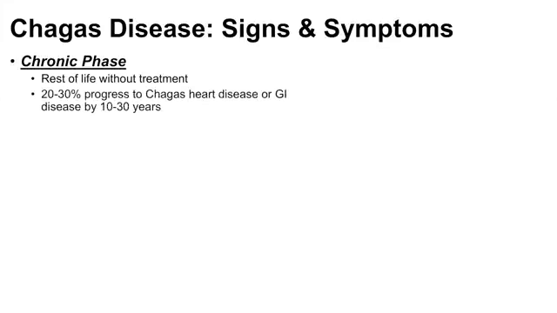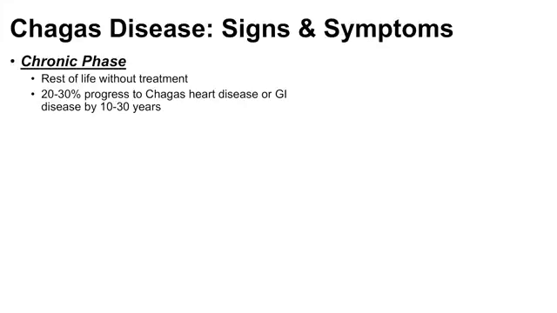So once we pass the 12-week mark of the acute phase, we enter the chronic phase of Chagas disease. And individuals suffering from chronic Chagas disease are considered to have Chagas disease for the rest of their life if they never get treated for it. About 20 to 30% of individuals progress to Chagas heart disease or GI disease by 10 to 30 years. So these patients can experience symptoms of Chagas disease after a prolonged time.